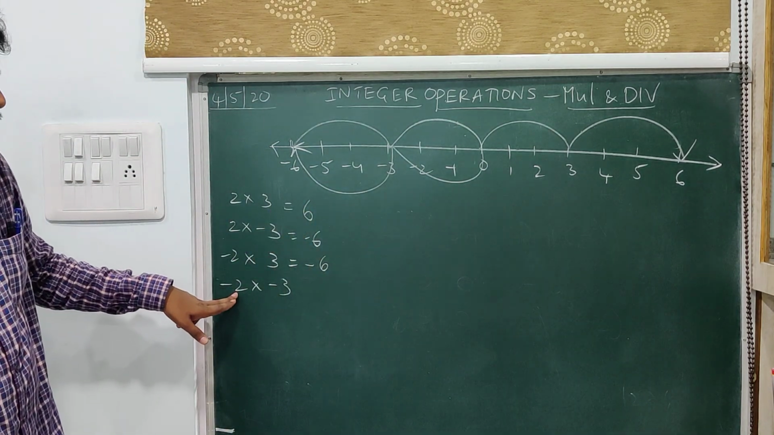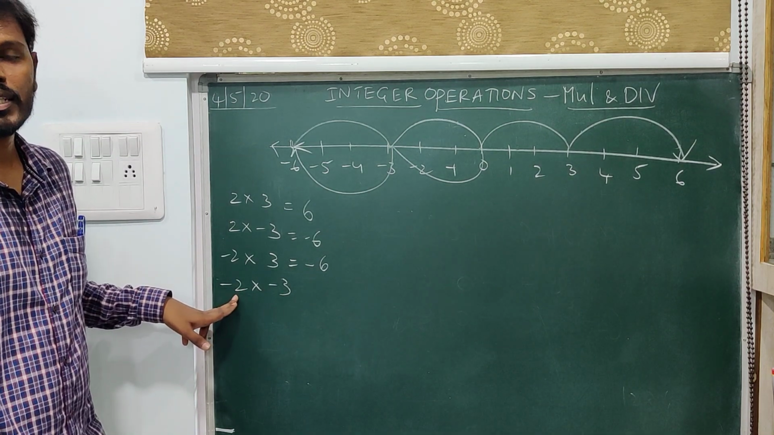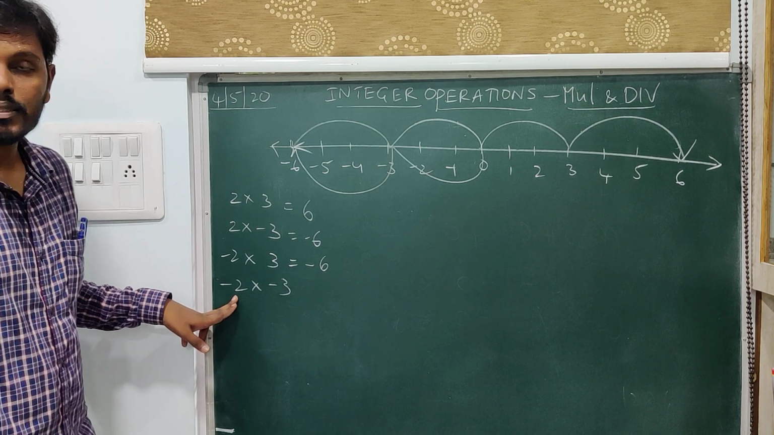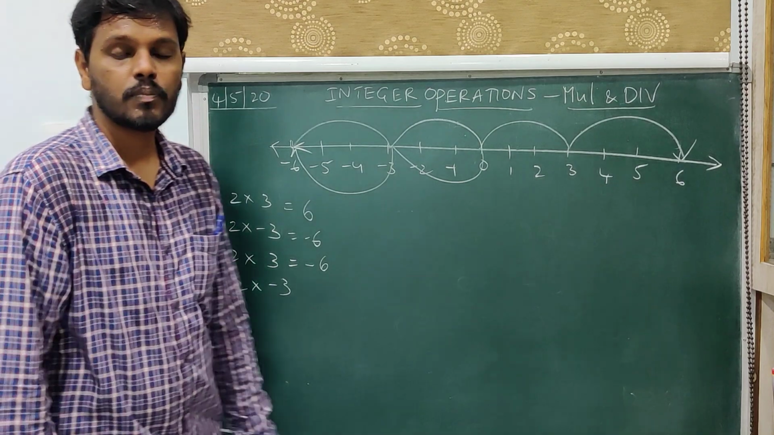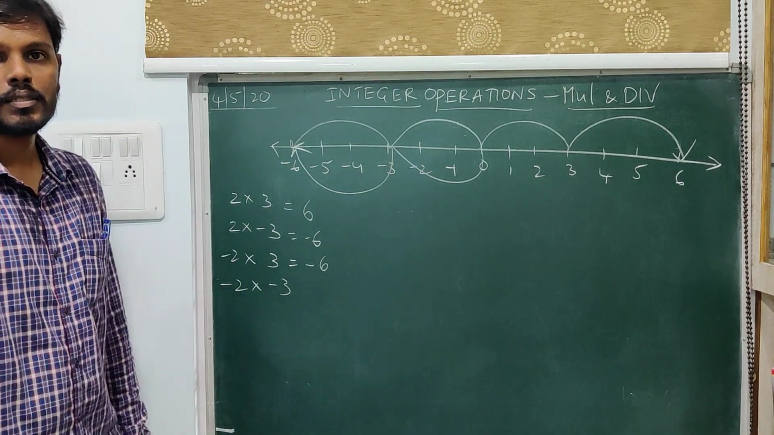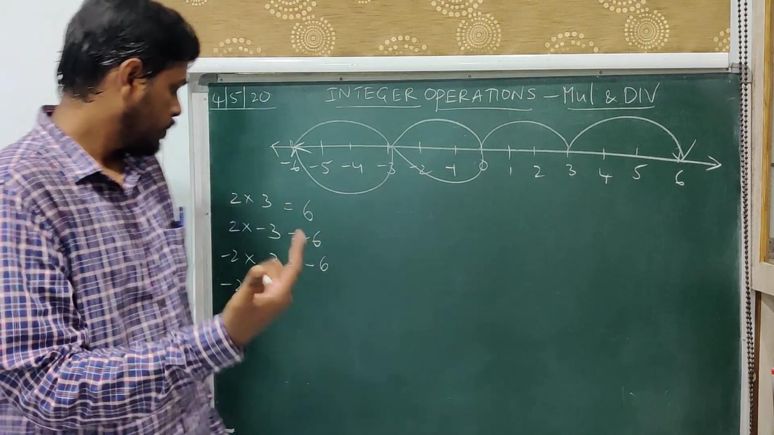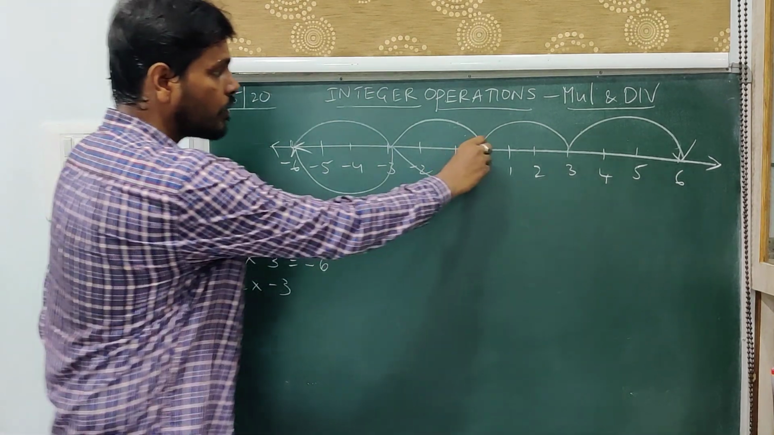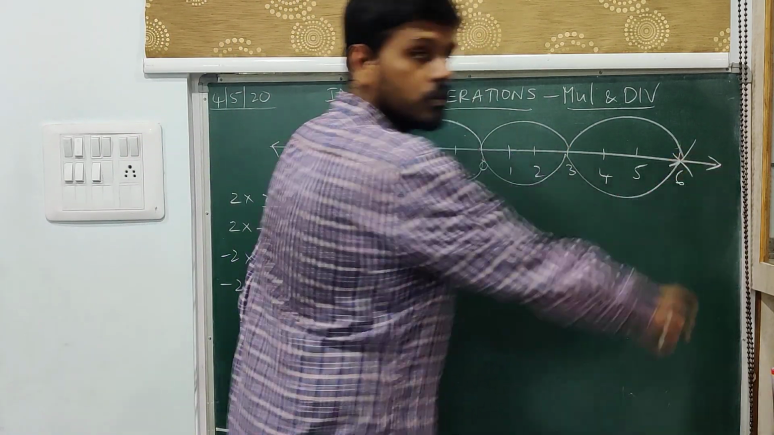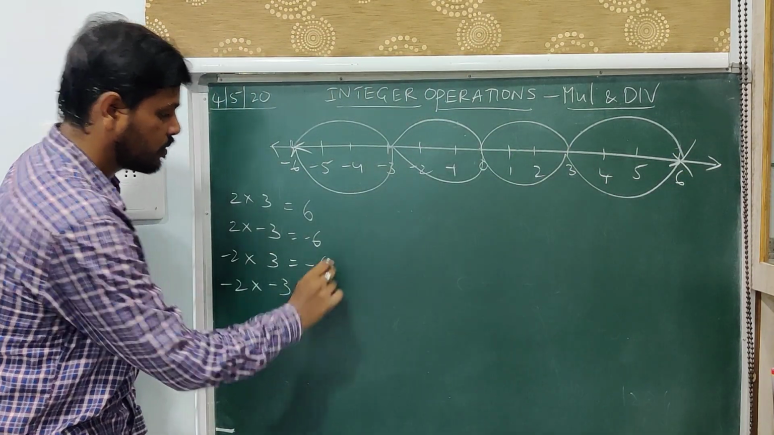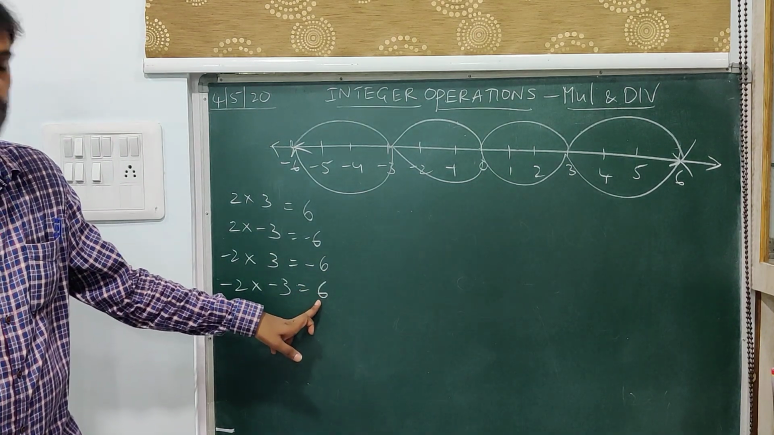Now coming to minus 2 into minus 3. So again negative multiplier. Negative multiplier is successive subtraction. That is, minus 3 is to be subtracted 2 times. We are subtracting a negative integer. When you subtract a negative integer, you have to move in the positive direction. So that is what you will do. From here, you will move in the positive direction, which is this. So this is the case. Minus 2 into minus 3 gives you 6.